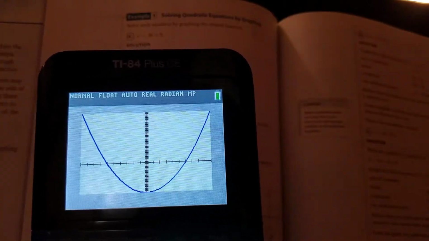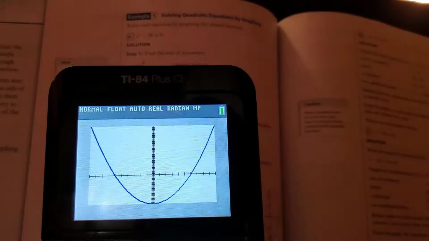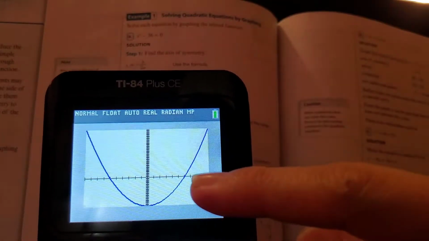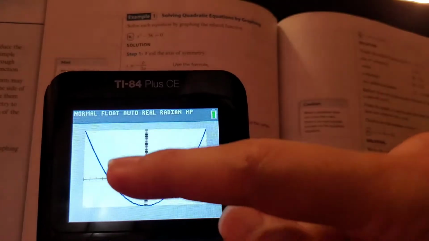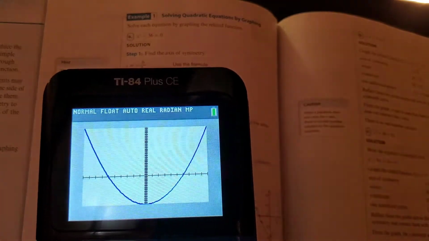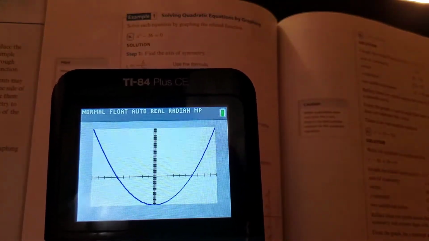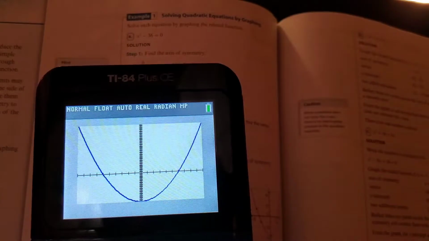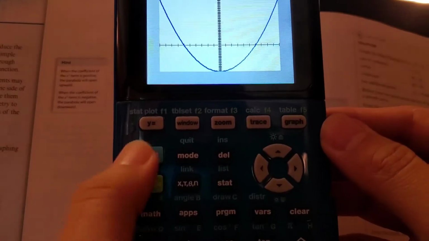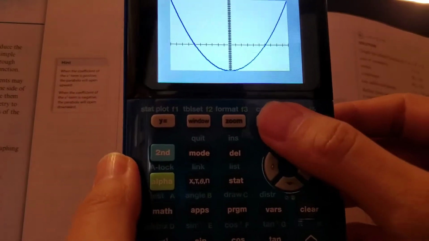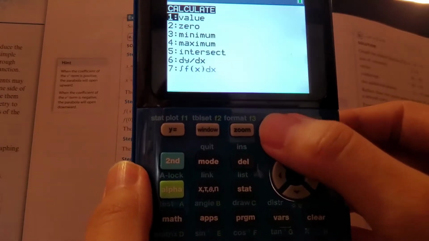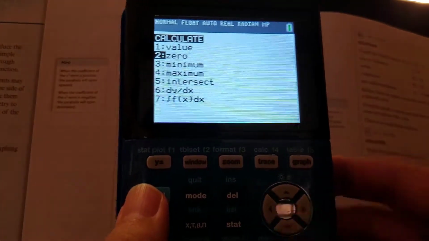And so what they're trying to ask you is, okay, so what are the zeros? The zeros are going to be this thing right here. So this one right here and this one right there. And so to be able to actually solve this, we're going to find the zeros. How? We're going to put, again, second calc, which is second trace, okay, second trace, and you see the second one, it says 0.